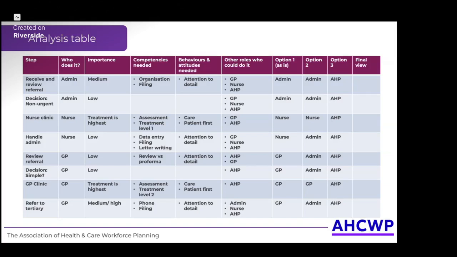So that table simply sets out the step, who does it, the importance of that step, the competencies needed, the behaviors and the attitudes needed. You could consider other roles who could do that role. So is there anything stopping a role from doing it, either because of law or because of skills? And you consider various different options around who could do that role. And let's think about how we come up with those options.